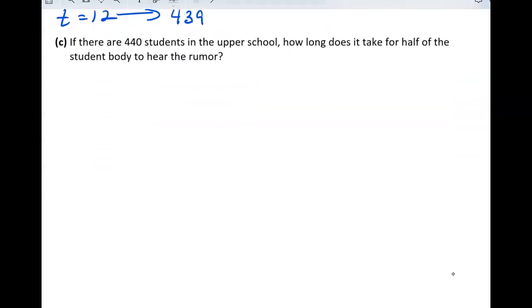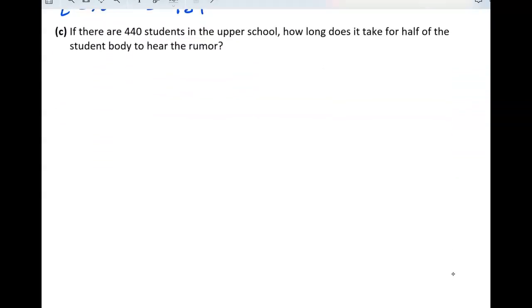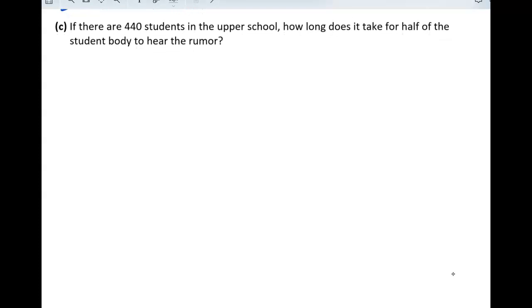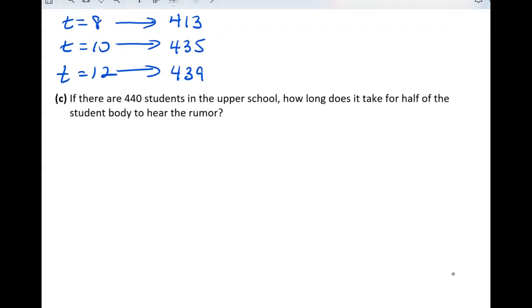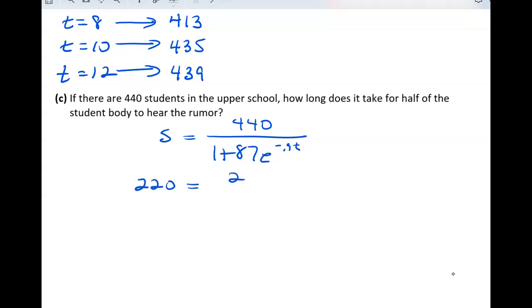All right. And in part C, it asks us if there are 440 students in the upper school, how long does it take for half the student body to hear the rumor? So we know that at t equals 8, more than half knew, right? So it's going to be a smaller number than that. So let's remember what our equation was. It was 440 over 1 plus 87 e to the negative 0.9 times t. And half of the student body would be 220 students. So we'll just replace s with that number.